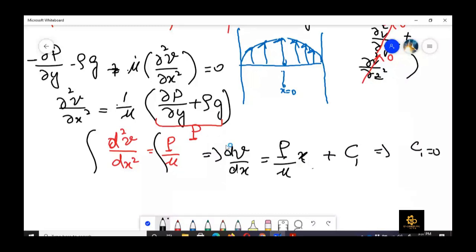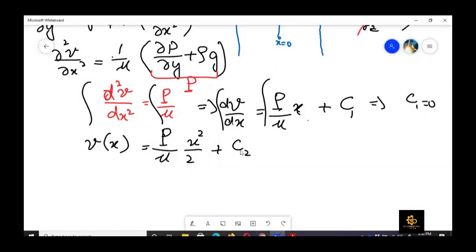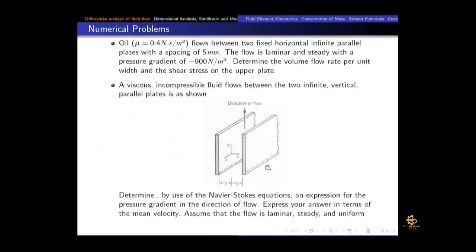And then if we want to calculate v from here, we take the second integral. So that would be v of x is equal to p by mu into x squared by 2 plus c2, because c1 is also already 0. So now if we want to calculate c2, all we need to do is put in x is equal to h. h is the distance from the center line.